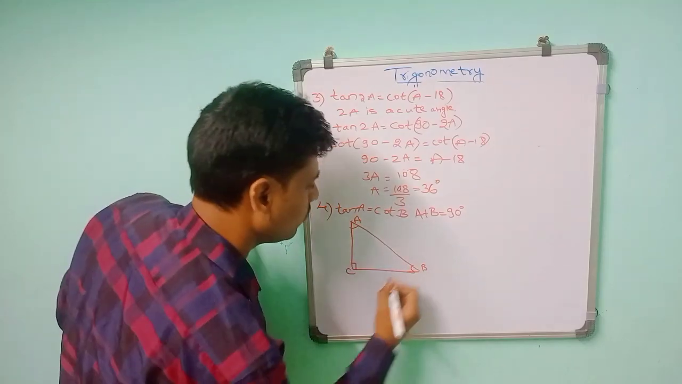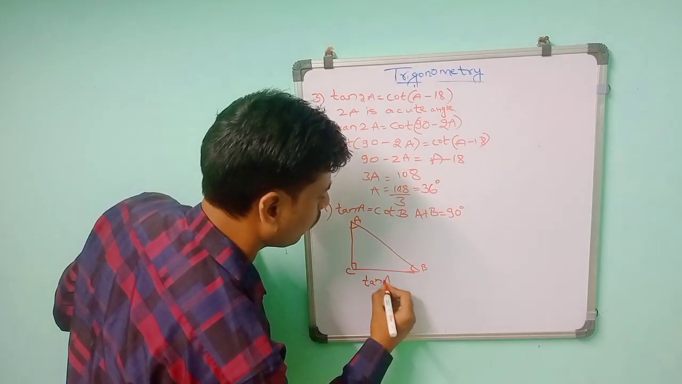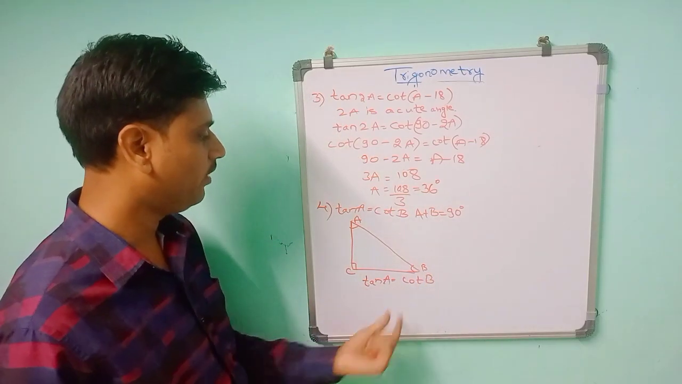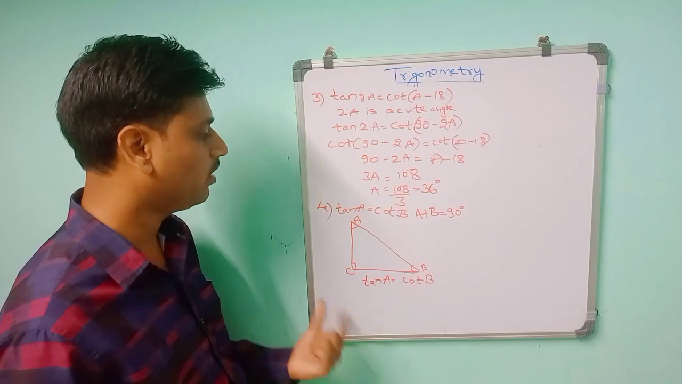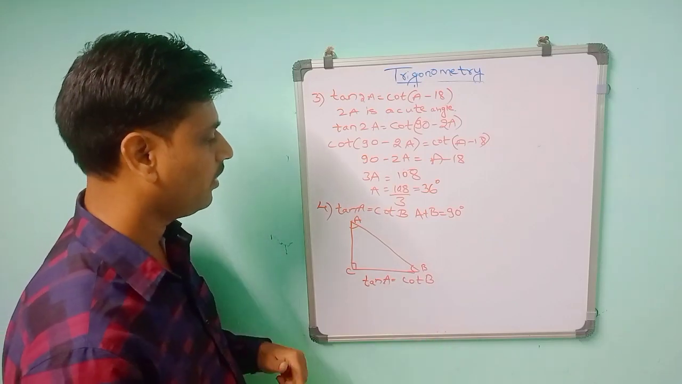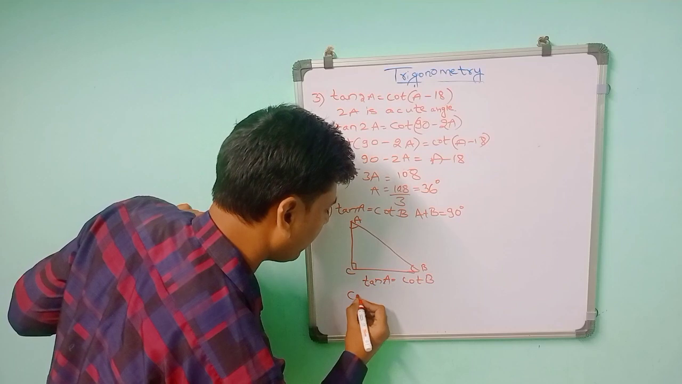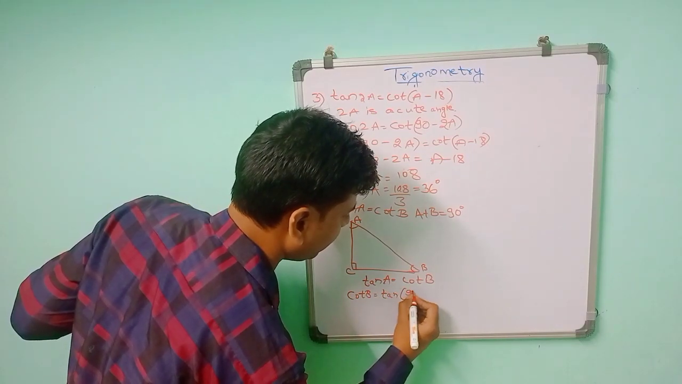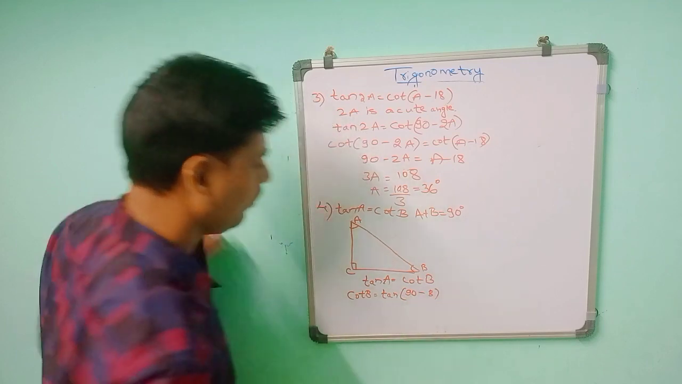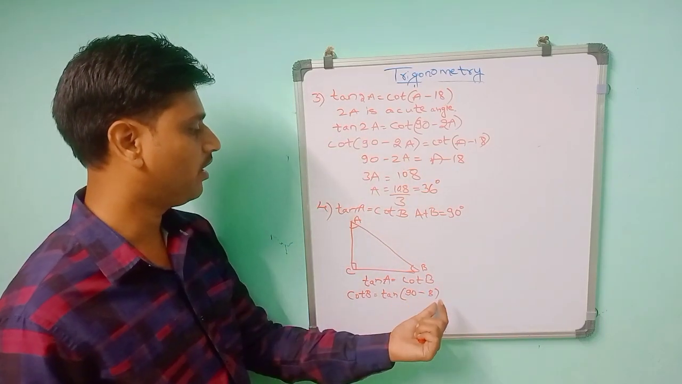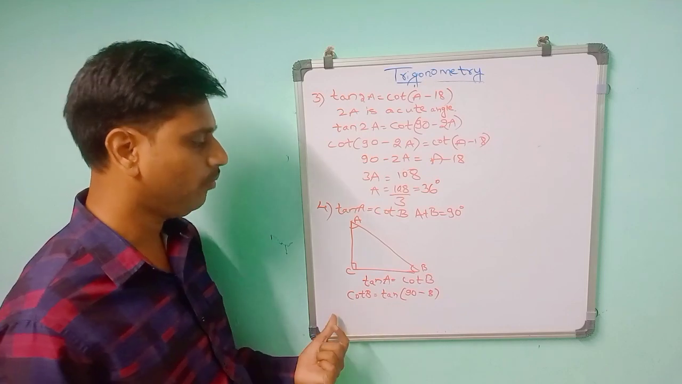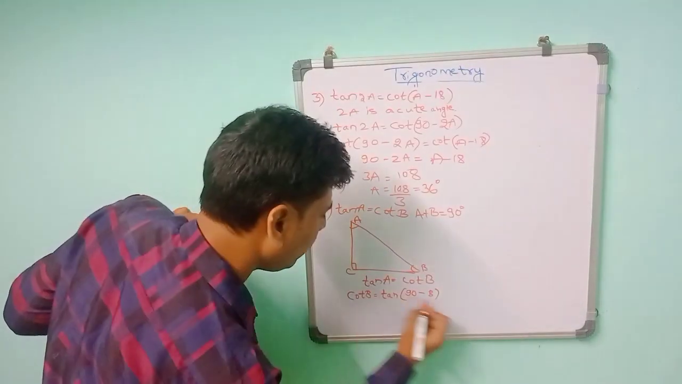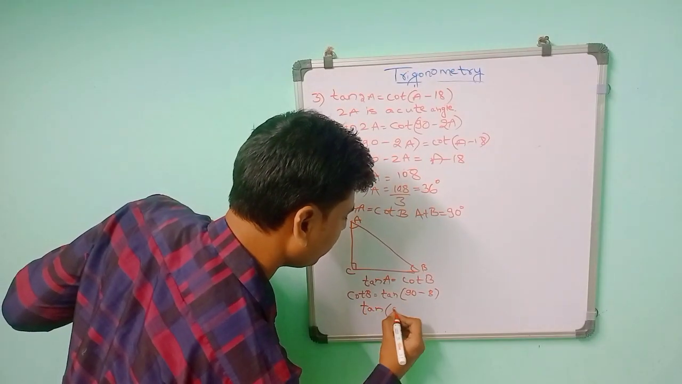So tan A is equal to cot B. On both sides, tan is there on one side and cot on the other. So make it equal. Either you make it tan or make it cot. So I will take cot B and write it as tan of 90 minus B. In terms of 90 minus angle, cot will become tan, and tan will become cot. So cot B I have written as tan of 90 degree minus B.